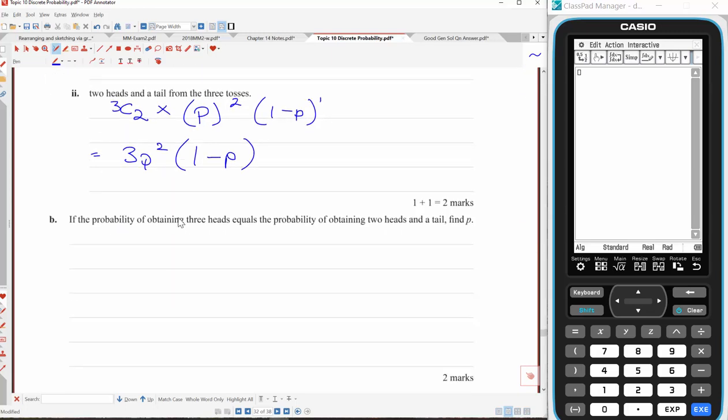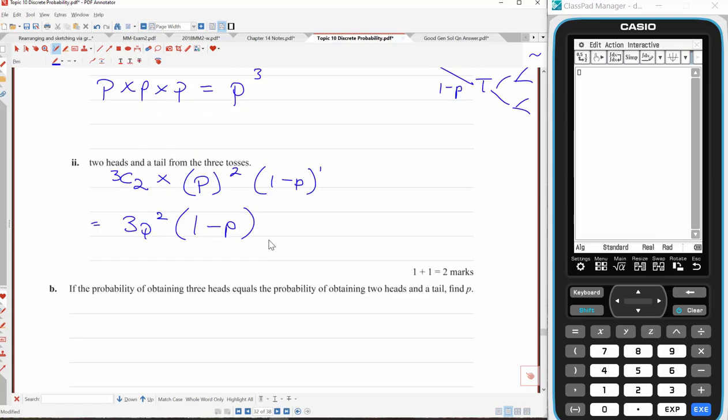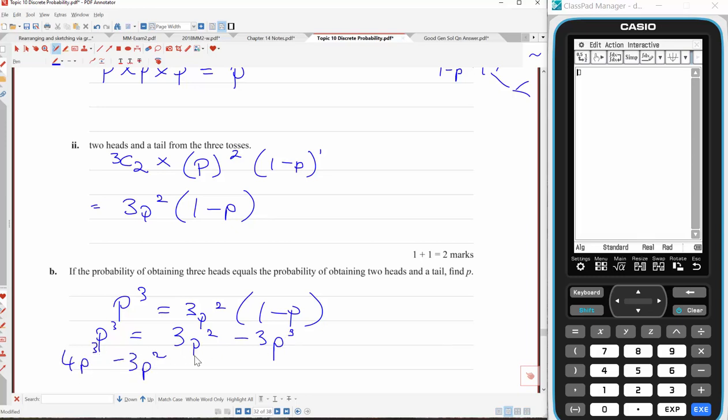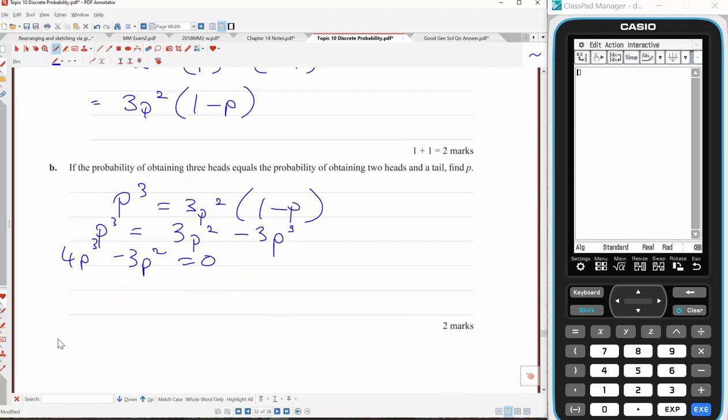Right, if the probability of obtaining 3 heads equals the probability of obtaining 2 heads and a tail, find p. Right, so they just want us to equate both of the previous. So we've got p to the 3 equals 3p squared, 1 take p. All right, so what we need to do is solve this. So it's looking like it'll be some sort of null factor law type problem. 3p squared, take away 3p to the 3, that's 4p to the 3, take 3p squared, equals 0.